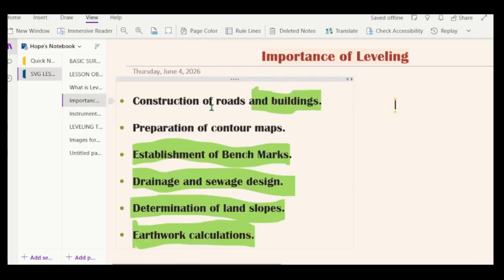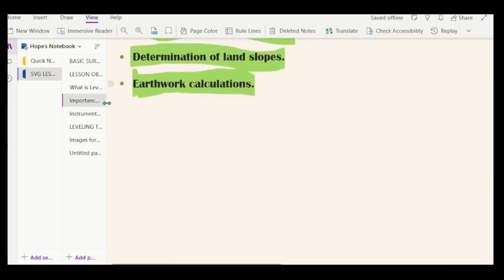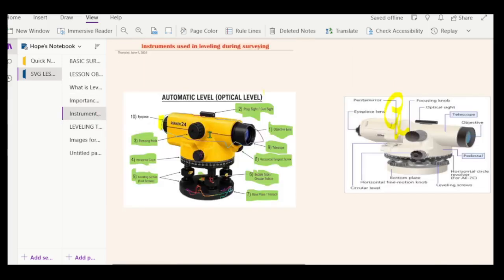Now, in summary, surveying helps us in the construction of roads and buildings, preparation of contour maps, establishment of benchmarks, known points on the Earth's surface, determination of land slopes, and also earthworks calculations, and that's just what I said. And then in addition, I just explained these things. Now, this particular one, I don't think I mentioned this particular one, did I?